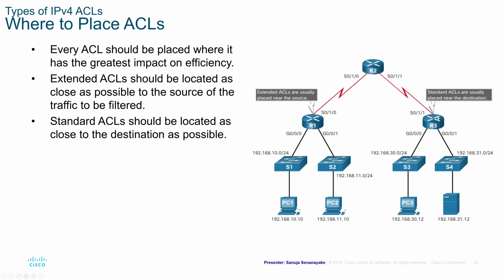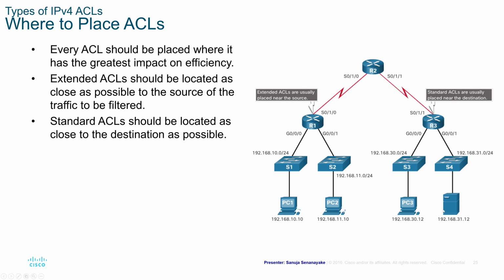So a standard ACL that impacts this server should be applied here, but an extended ACL should be applied right here. This will make sense when we go through the labs. So for now, just remember extended ACL should be located as close to the source as possible, while the standard should be located as close to the destination as possible.